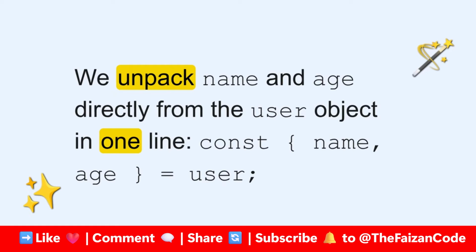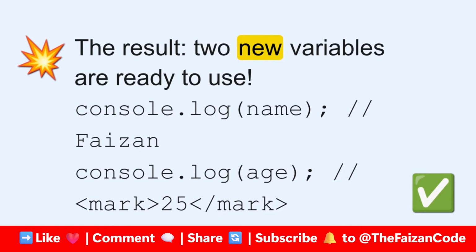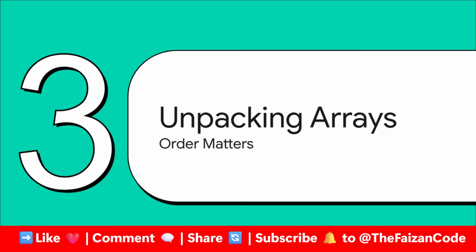Those curly braces on the left are the key. They tell JavaScript, hey, look inside the user object, find properties that match these names, and create new variables for me. It is so incredibly clean. And just like that, we've got two new variables, name and age, all ready to use. No more typing user.name or user.age all over your code. We just pulled them right out. So much better.